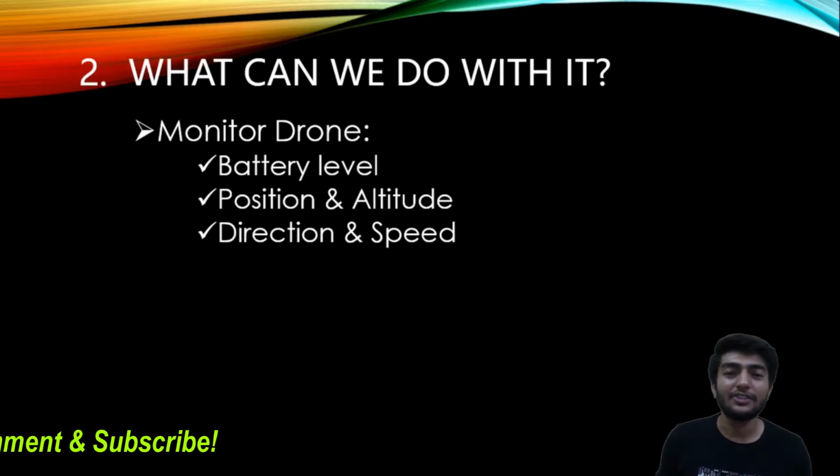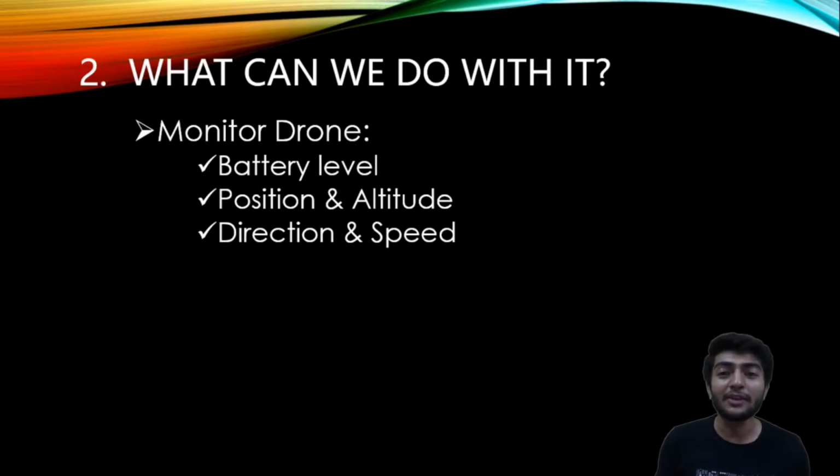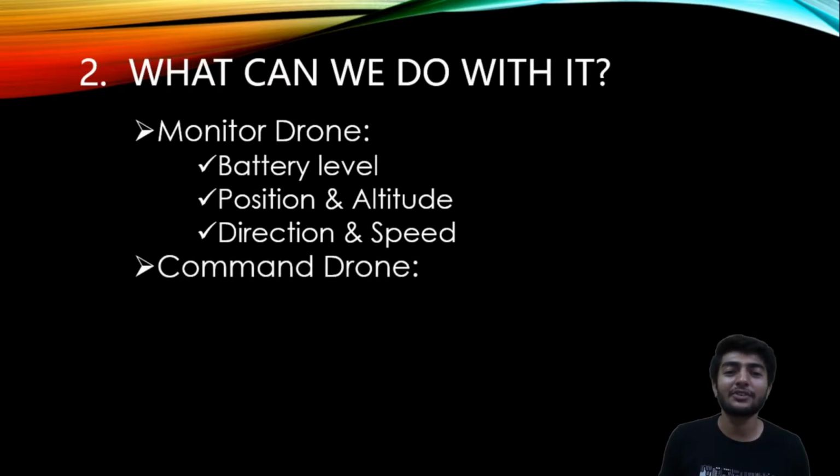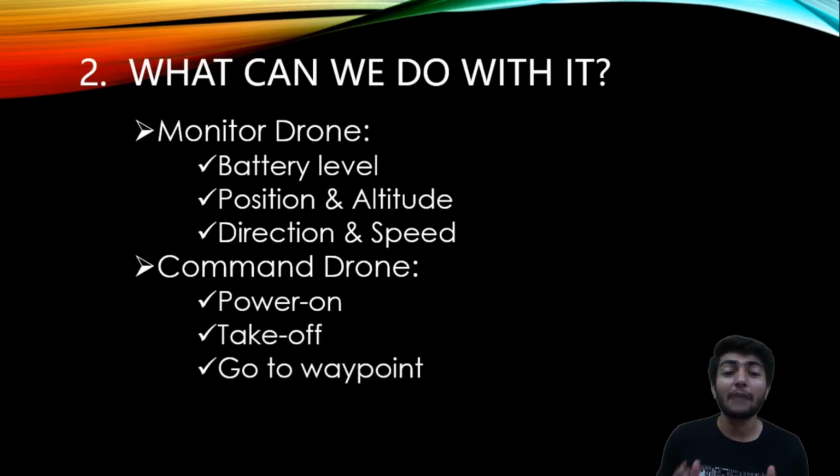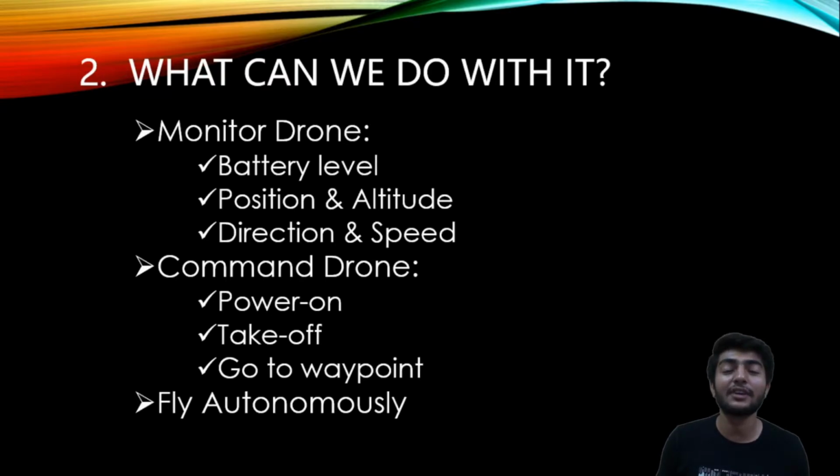By the way, GCS is just the short form of ground control station. You can command your drone too with the help of ground control station, like power on, take off to a certain height, go to a particular location, planning a mission, and most importantly, you can even fly your drone autonomously with the help of ground control station. Seriously, ground control station systems are very powerful and amazing systems.